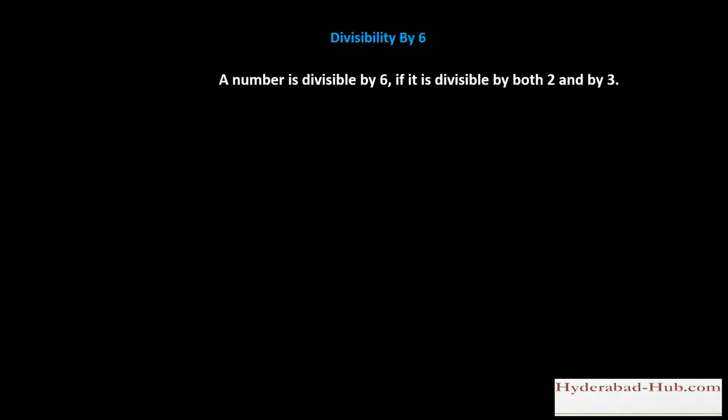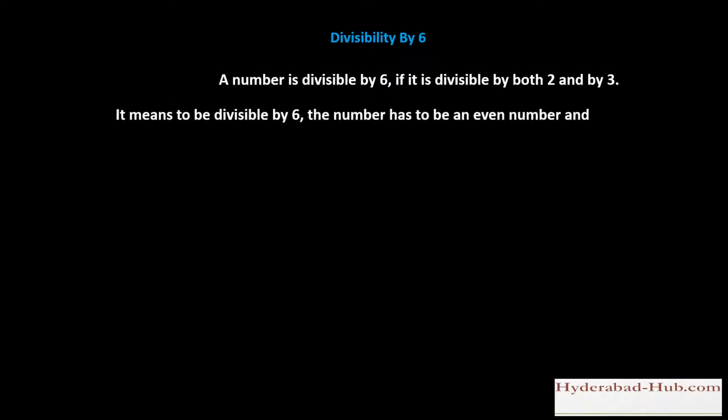Divisibility by 6. A number is divisible by 6 if it is divisible both by 2 and by 3. It means to be divisible by 6, the number has to be an even number to be divisible by 2, and the sum of its digits has to be divisible by 3.